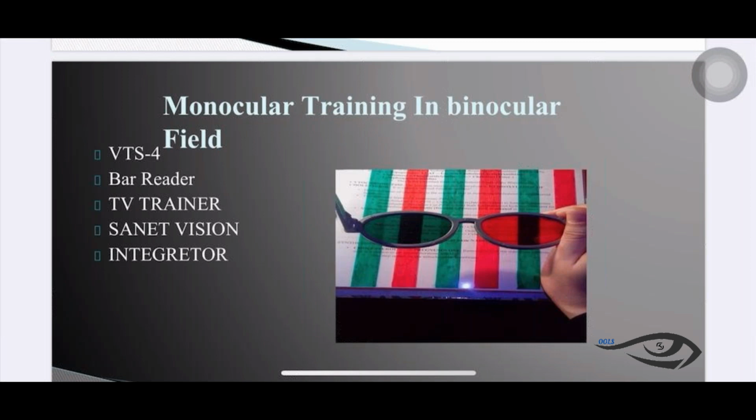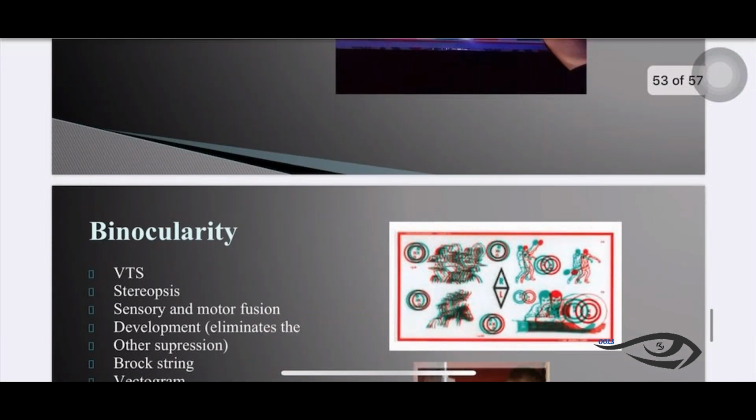this is going to work on your central and peripheral fixation. Whenever your peripheral fixation is blocked, only your central fixation is going to work in the bar reader. Another thing is you can work through the TV trainer also. TV trainer is mostly used for the anti-suppression therapy. And then you can use Sanet Vision Integrator to develop the peripheral fusion, and like this, there are different activities.